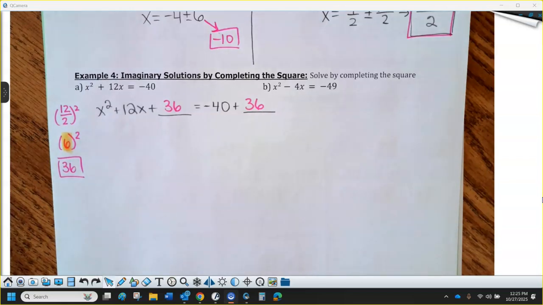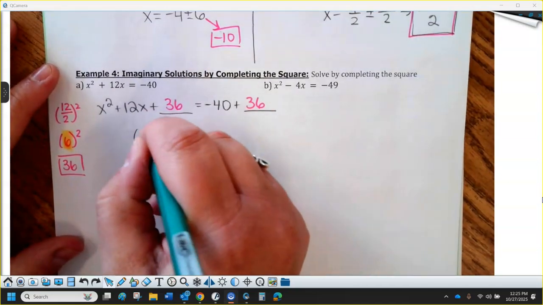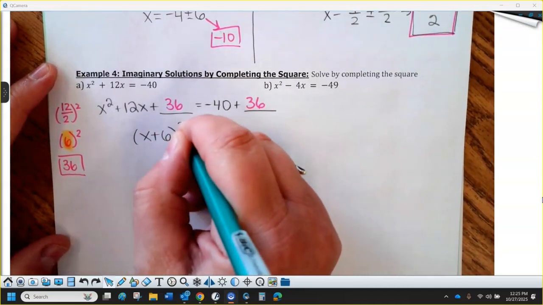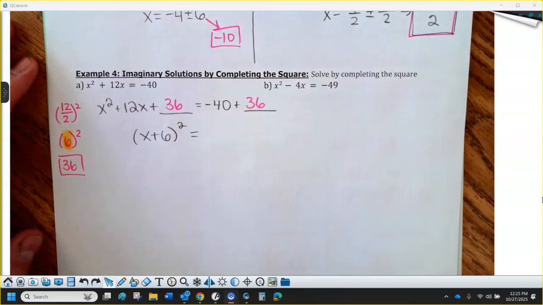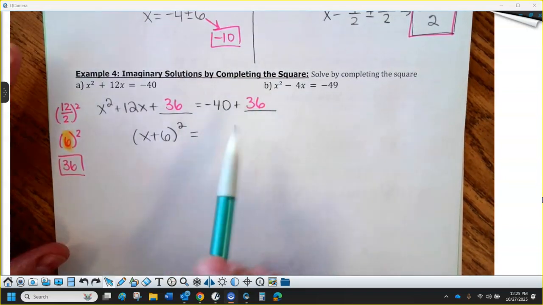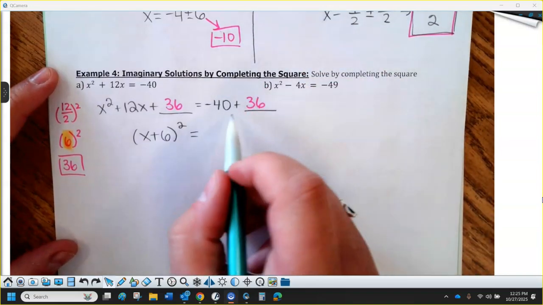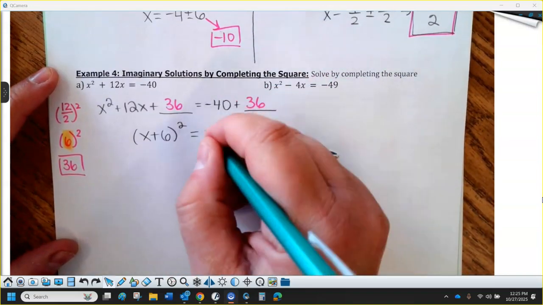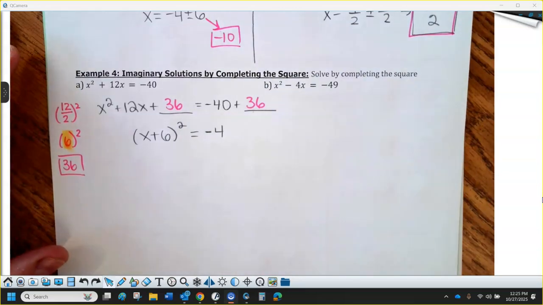So multiply to get 36, add to get 12: 6 and 6. So I can just write this as (x + 6) squared. Now, what's going to be different on this question is I'm going to end up taking the square root of a negative number. So see if you remember from our last unit. Negative 40 plus 36 is negative 4.